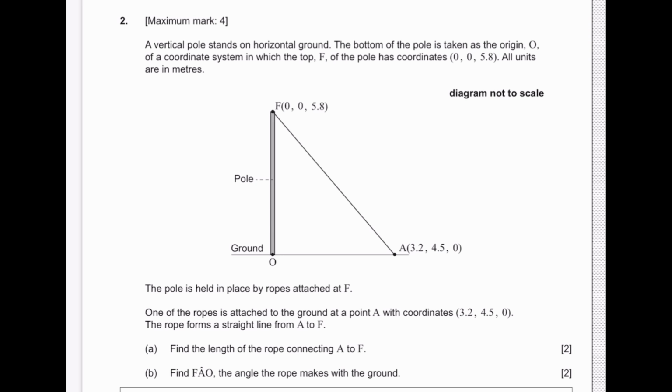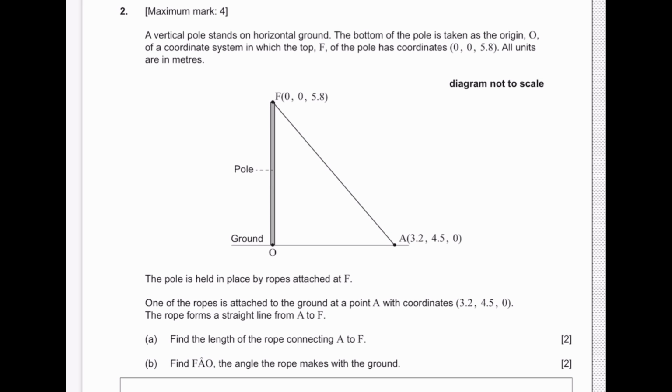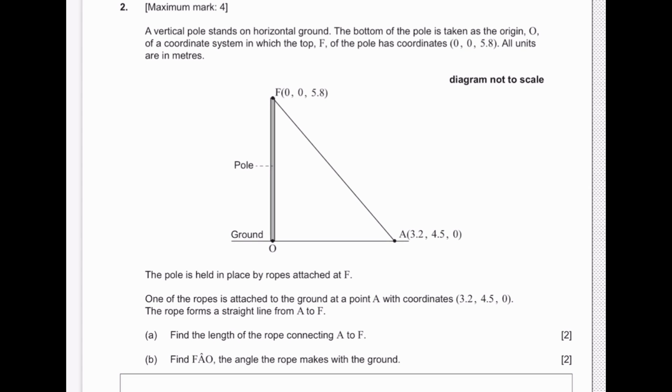A vertical pole stands on horizontal ground. The bottom of the pole is taken as the origin, O, of a coordinate system in which the top F of the pole has coordinates 0, 0, 5.8. All units are in meters. The pole is held in place by ropes attached at F. One of the ropes is attached to the ground at point A with the coordinates 3.2, 4.5, 0. The rope forms a straight line from A to F. Part A, find the length of the rope connecting A to F.